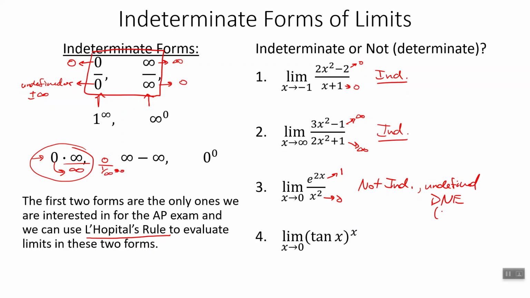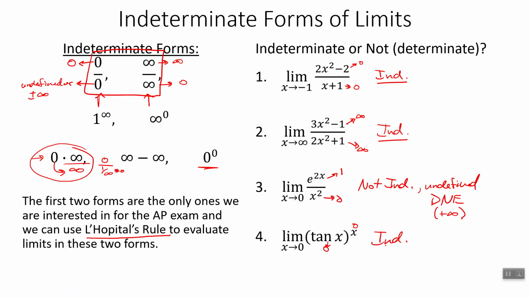Or if you wanted to, you could check both sides, and I believe it is going to go to positive infinity. But either way, "does not exist" or positive infinity would both be okay answers on the AP exam. How about this guy? Tangent of 0 is 0, or it goes to 0. And then we'd have 0 for the exponent up here. So it would be 0 raised to the 0. Oh, that's one of them right there. So that would also be indeterminate.